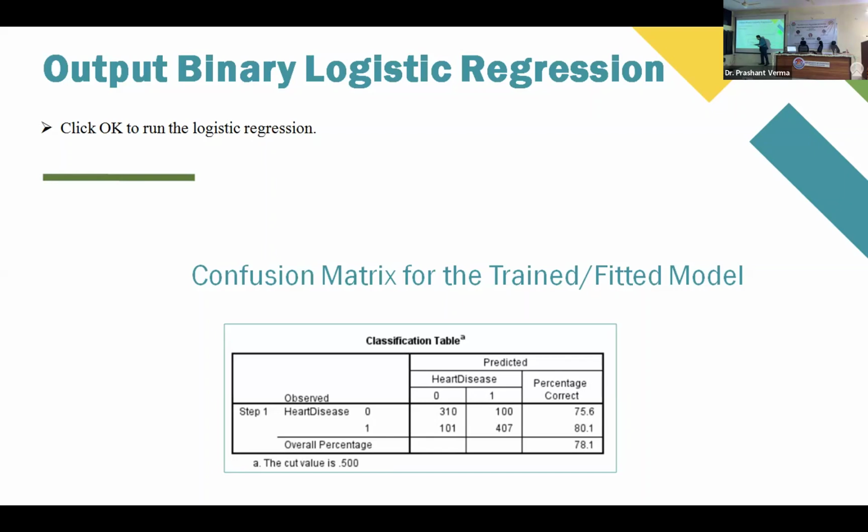This is the observed, meaning actual values. Zeros, people are not having heart disease. Ones, people are having heart disease. So in that case, what is the correct classification for our model? If the model says that a person is going to have heart disease and he is actually having heart disease, that's a correct classification. Or if the model says that this person is not going to have heart disease and actually didn't, that is also a correct classification. The other two conditions will be the misclassification.